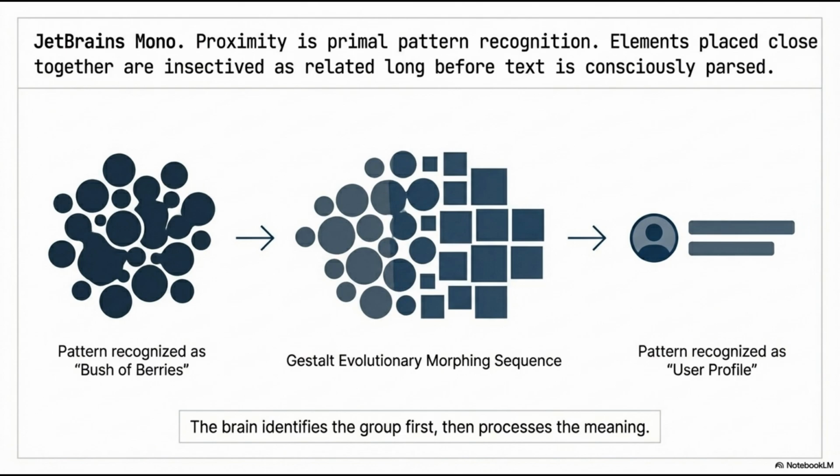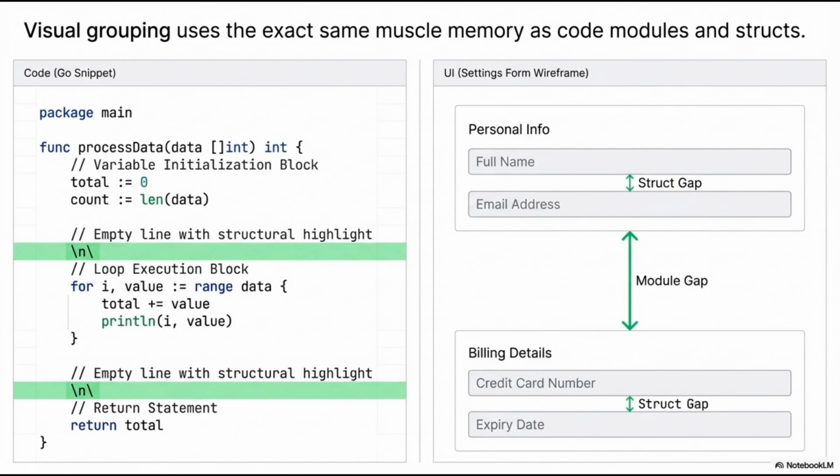Oh, absolutely. It's an ancient survival mechanism. Your brain evolved to instantly recognize a cluster of shapes as a single bush of berries. Or like a tight grouping of shadows as a predator in the brush. Right, exactly. And it does that without having to analyze every single leaf or patch of fur individually. It identifies the group first and then processes the meaning. So in a user interface, proximity triggers that exact same pattern recognition instantly without adding any extra UI clutter. Yes. So we don't need heavy dividing lines or distinct background colors to say these things belong together.